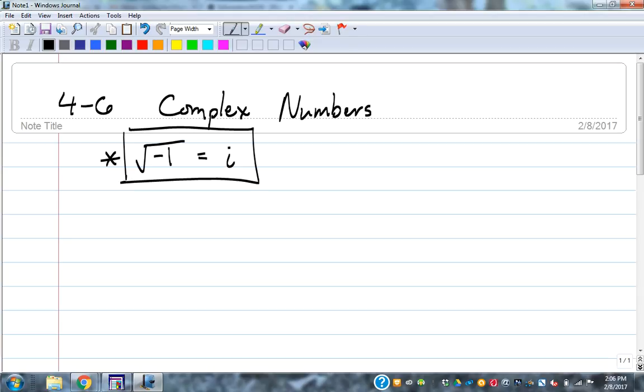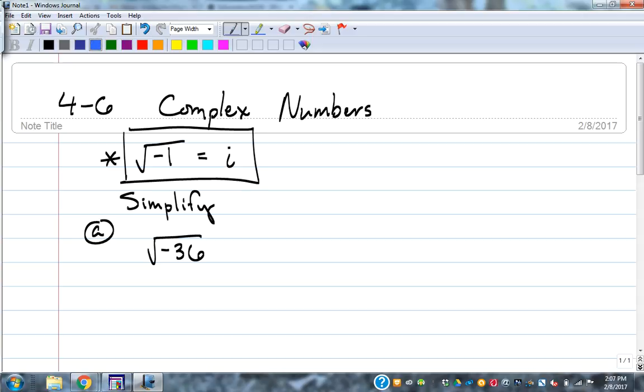So the main thing you've got to know: if there's a negative under the square root, you can always pull an i out. If nothing else simplifies, an i will always come out if it's negative underneath there. So let's look at some examples of simplifying, which is the same thing we did yesterday. The only difference is the number inside is negative.